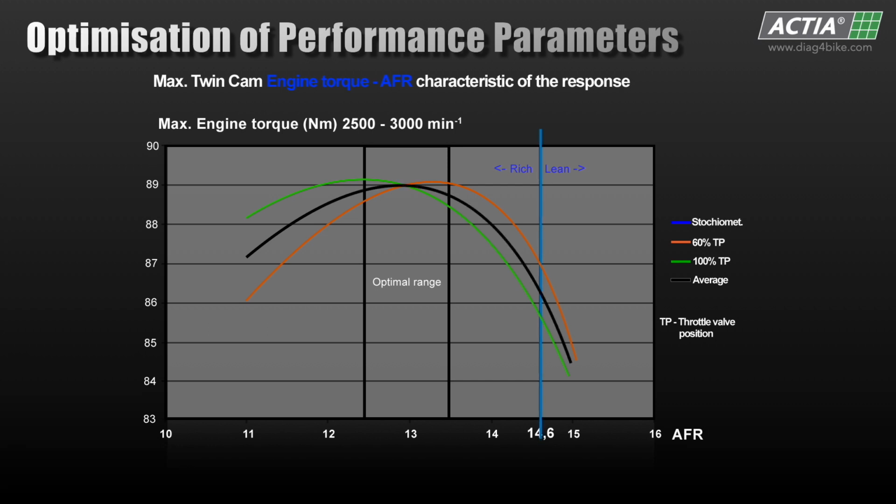The characteristic shows that the 14.6 AFR region is optimal in terms of emissions and fuel consumption, but is not optimal in terms of performance parameters. By adjusting AFR to around 13, we automatically gain an increase in torque. However, changing the setting across the board would result in increased emissions and fuel consumption.